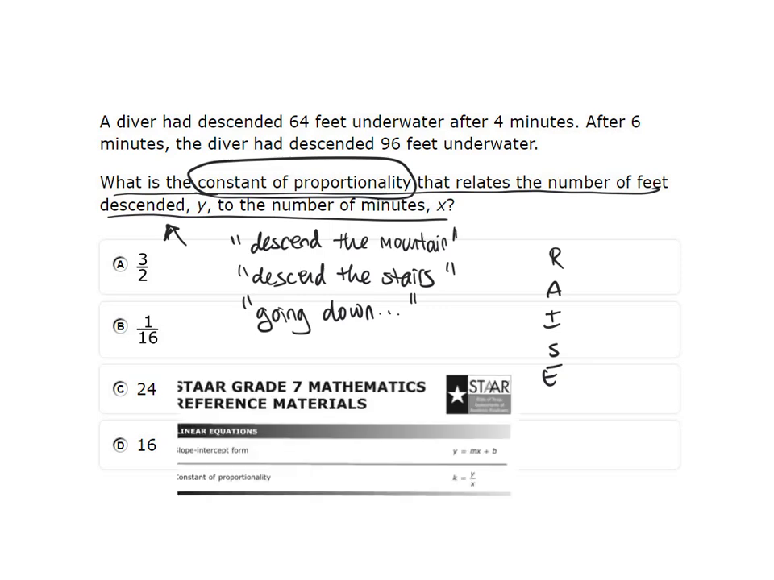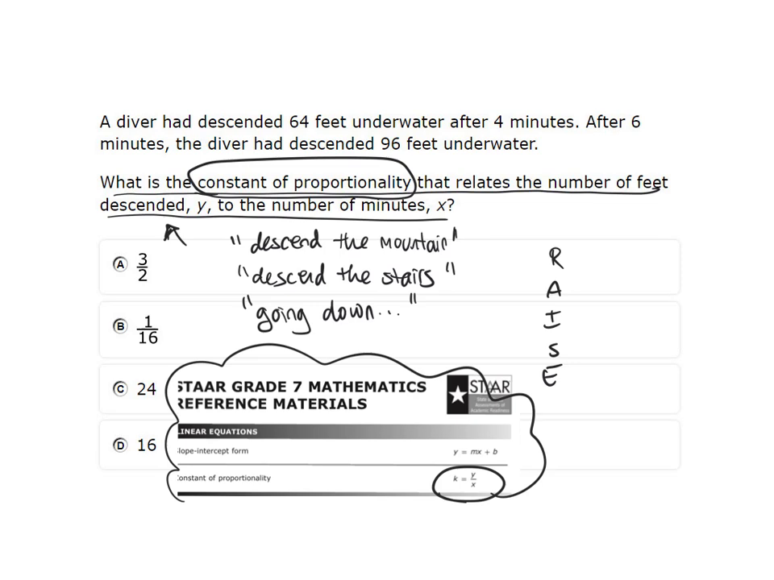Fortunately, constant of proportionality is a term that you see on your formula chart. It's right there, right? It tells us that our constant of proportionality is equal to y over x. So we have read this problem and we know what it's asking us. Let me read it again and look for more important information that we might need.